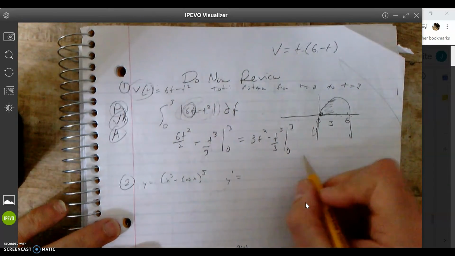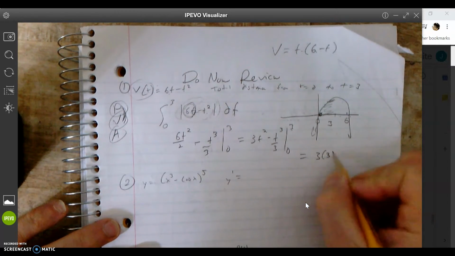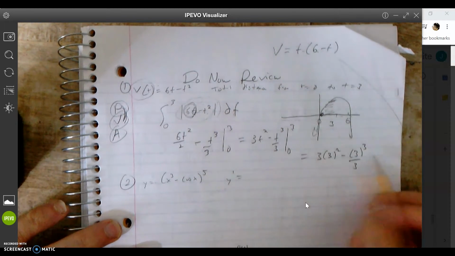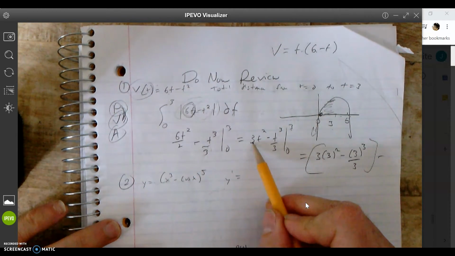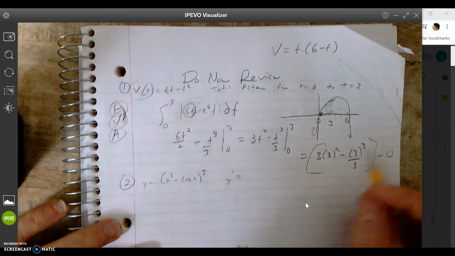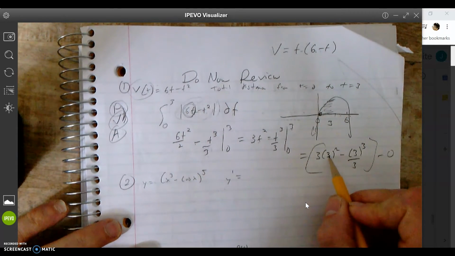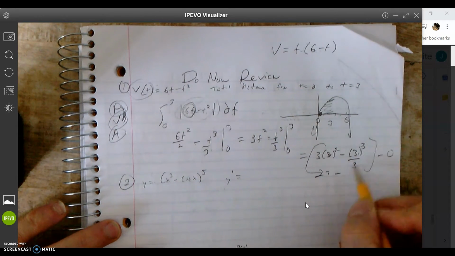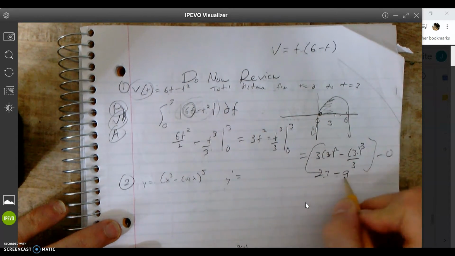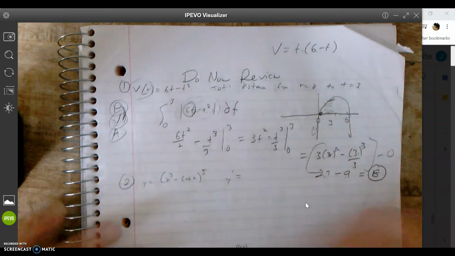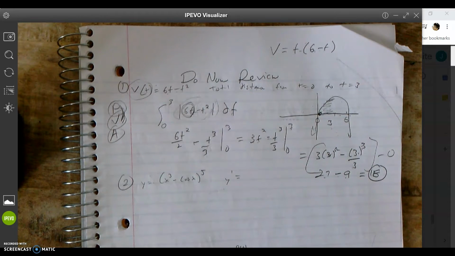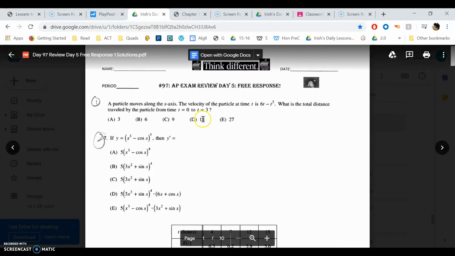So 3 first. So here you go. 3 times 3 squared minus 3 to the third divided by 3. Minus, when I plug in 0, I'm just going to get 0 here. So that's 0. So 0 minus 0. So this is going to be 3 squared is 9 times 3 is 27. Minus 27 divided by 3, which is 9. 27 minus 9 is 18. There we go. Sorry, it doesn't like 18. There we go. 18. Okay, let's see what we got. Is that an answer? Yeah, D is the answer for the first one. D. Okay, let's keep going.